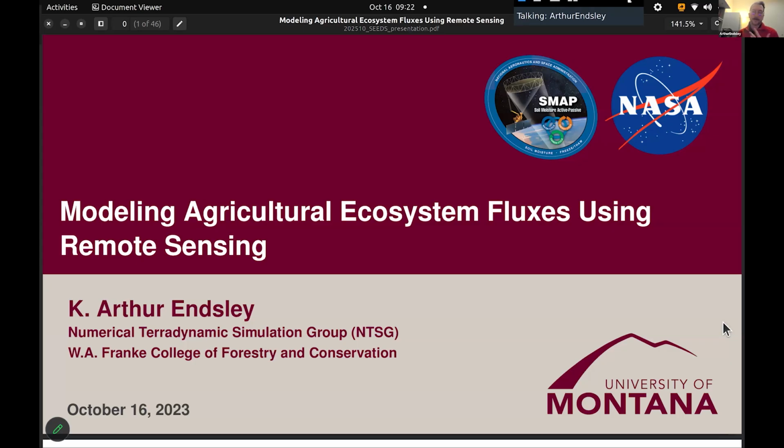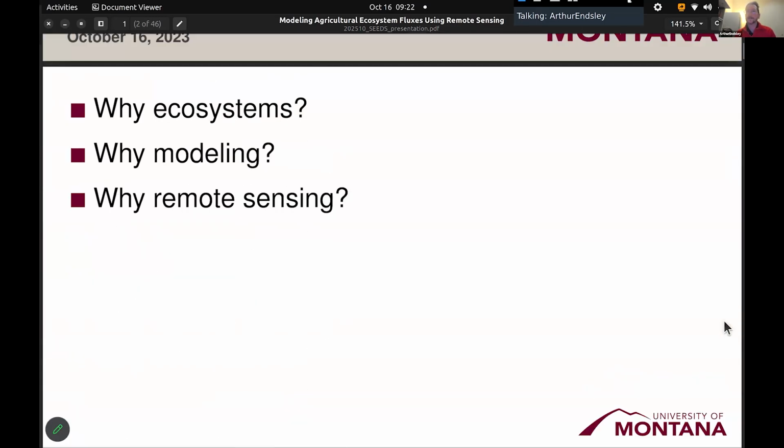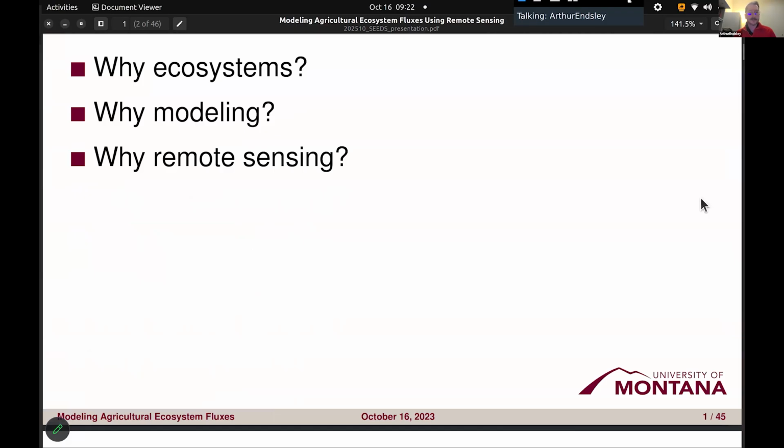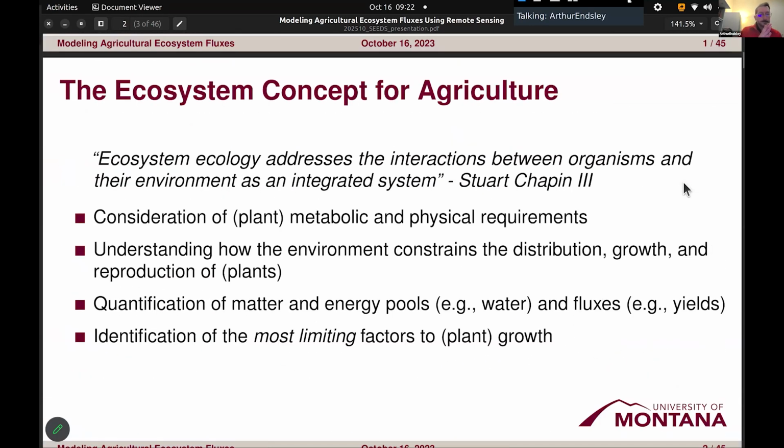So my background's in ecology and remote sensing, but my work today is generally in modeling ecosystem function and ecosystem fluxes of carbon and water. And so for my talk, I'm really concerned with why ecosystems, why modeling, why remote sensing. That's the perspective I'm going to be taking today. With that, I want to first introduce the idea of the ecosystem concept.